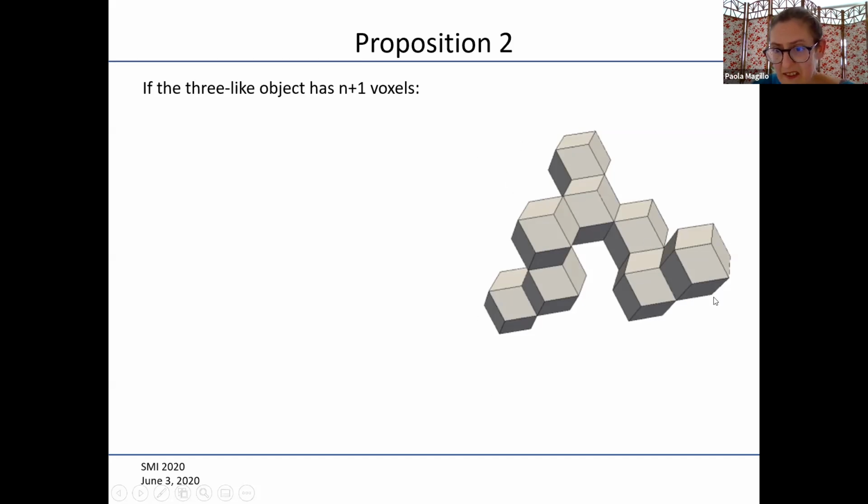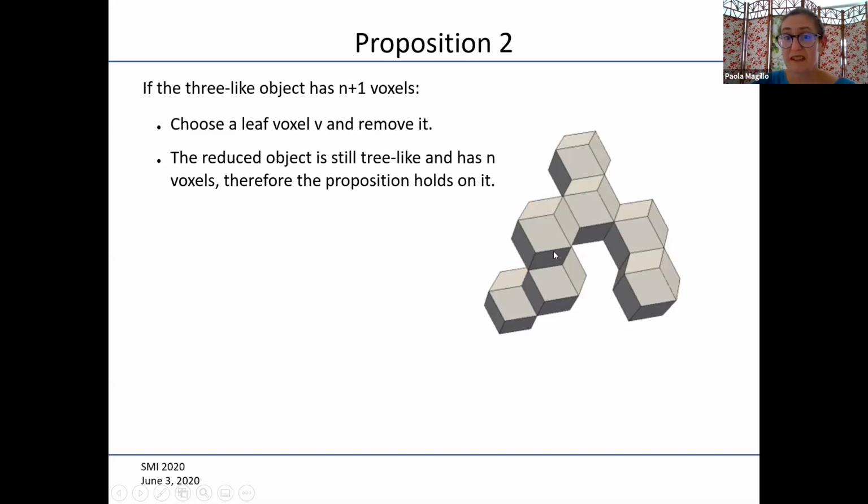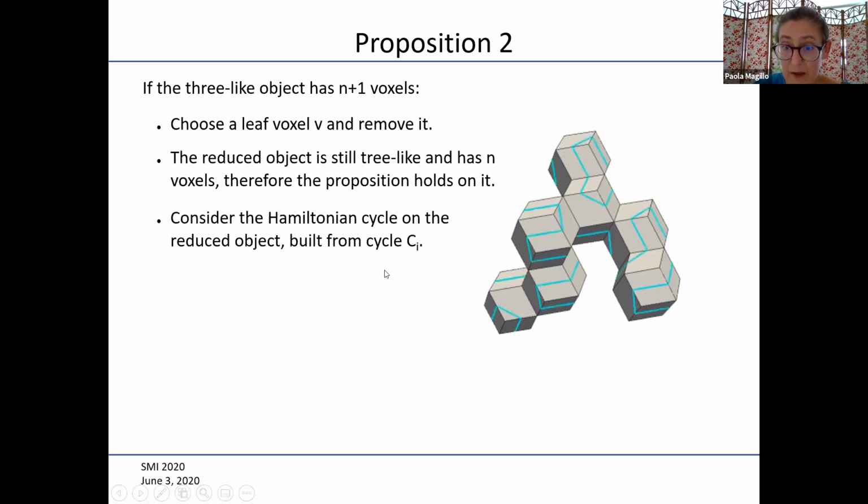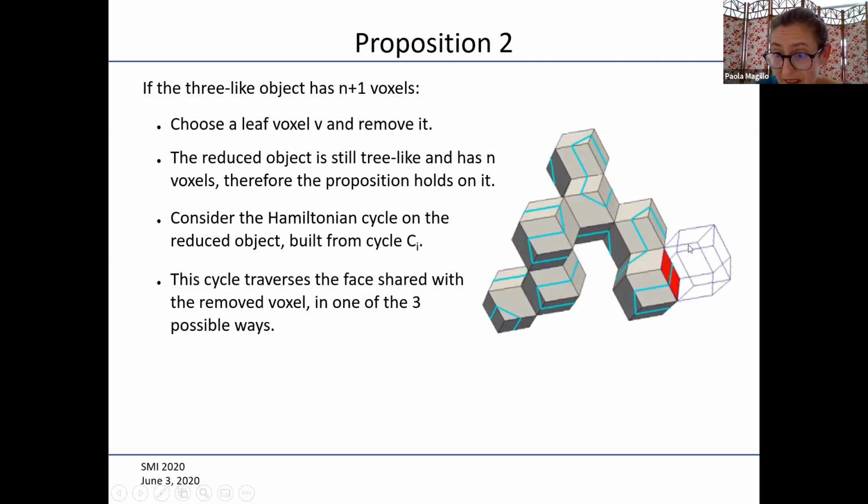okay, it is tree-like, so there is always a leaf voxel, and we can choose one and remove it. For example, this one, and we remove it. And the resulting object has just n voxels, so the proposition is true on it, and there is a Hamiltonian cycle using cycle Ci on all voxels. And we consider how this cycle traverses the common face to the removed voxel. It will traverse it in one of the three possible ways.